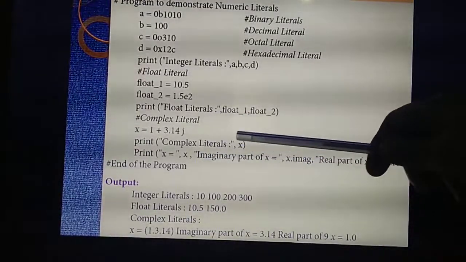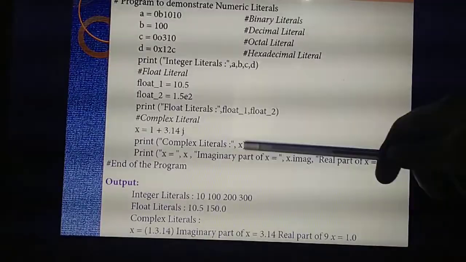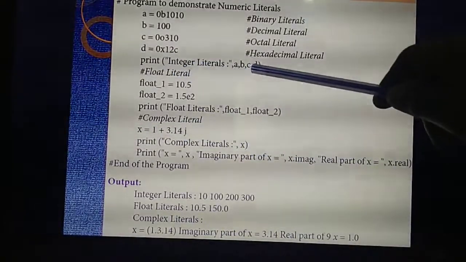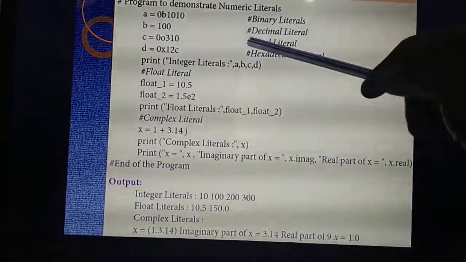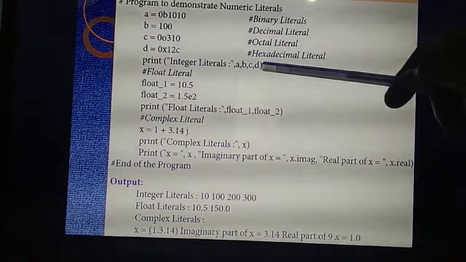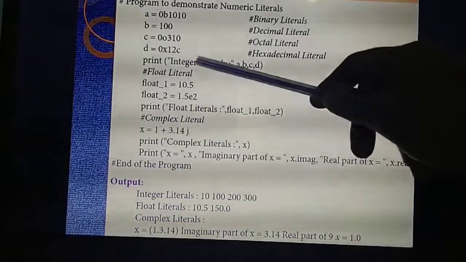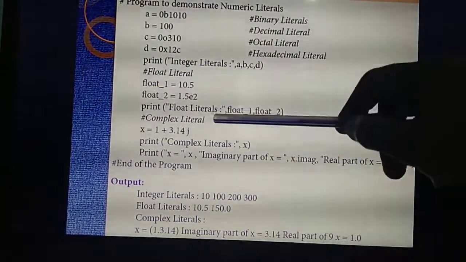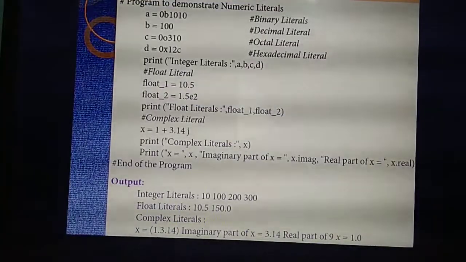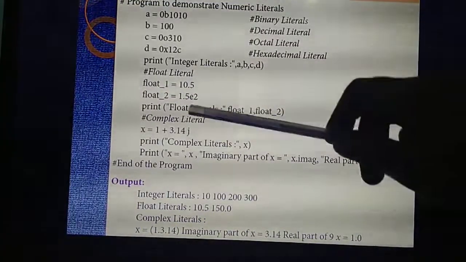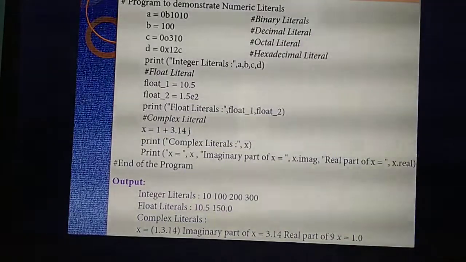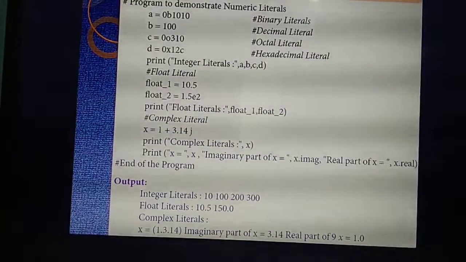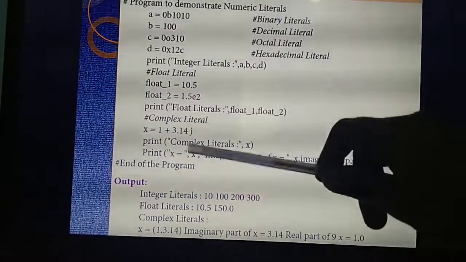So complex literals, in which variable have I declared them? x. So I am calling that variable. Here integer literals I am declaring in which variable? A, B, C, D. So I only called A, B, C, D. Float literals I have declared in 2 variables, float 1, float 2. So I am calling float 1, float 2. Understand? In complex literal I am giving in variable x. So I need to call which variable? X.